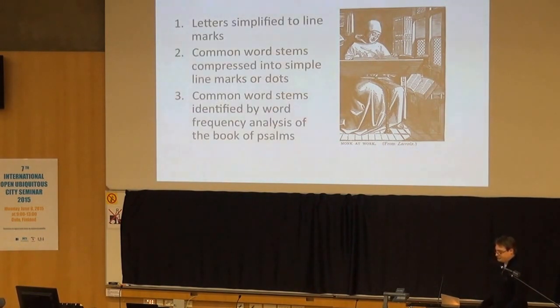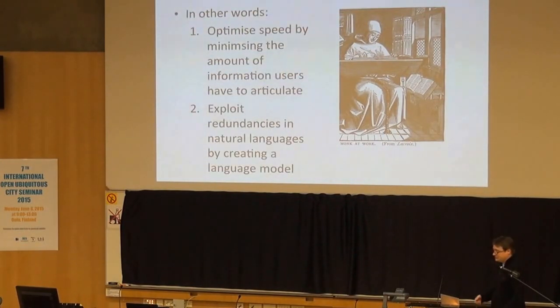So in this system, letters are simplified to line marks, and common word stems are compressed into a series of line marks and dots. And how do you identify these common word stems? Well, you do frequency analysis. So at the time, they were very much into copying Bibles. So he did frequency analysis on the book of Psalms. So what does this tell us? Well, to make an efficient text-entry system, you need to optimize the speed by minimizing users' articulation effort. And you need to exploit redundancies in natural language using frequency analysis, which then leads to a probability model, which is now called a statistical language model. So both of these principles have been known for a very, very long time. And really what we're doing now is basically refining these principles and making them more rigorous mathematically.